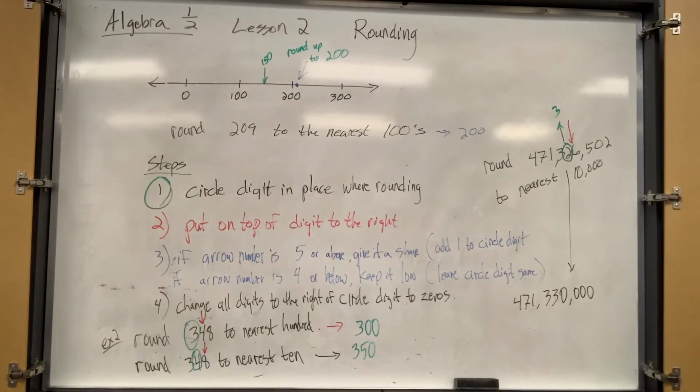Okay? So you can ask yourself, okay, what two tens is it in between? 348 is in between 340 and 350, right? So which one is it closer to? Well, it's 348, so it's almost to 350. Okay, so you can round that way as well if you want to.